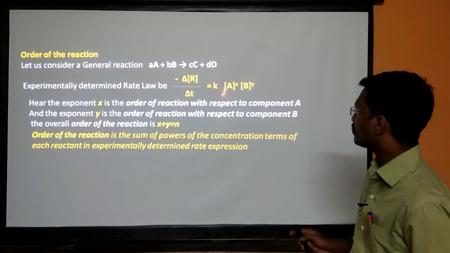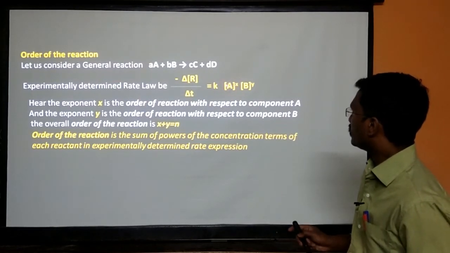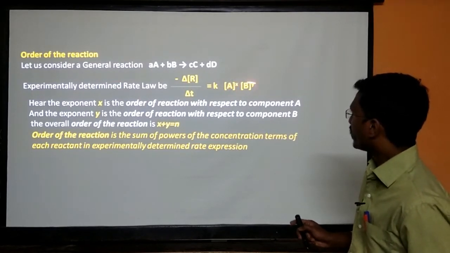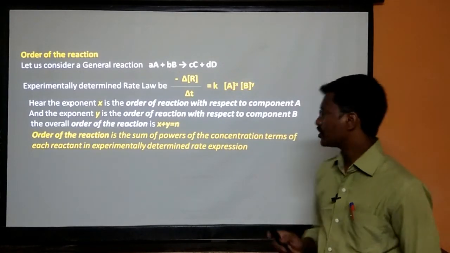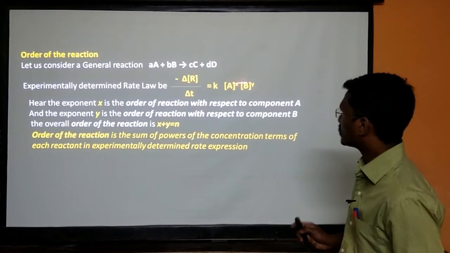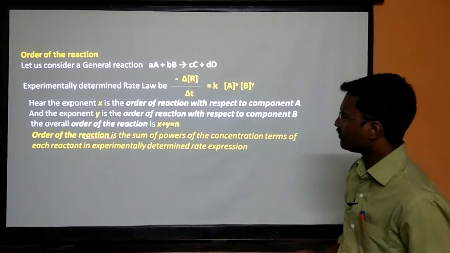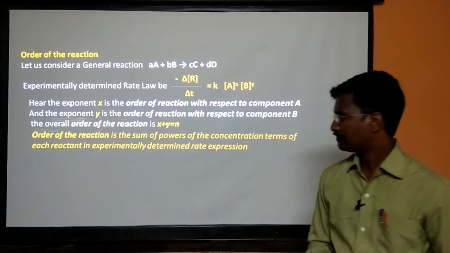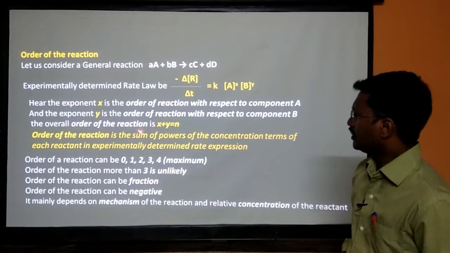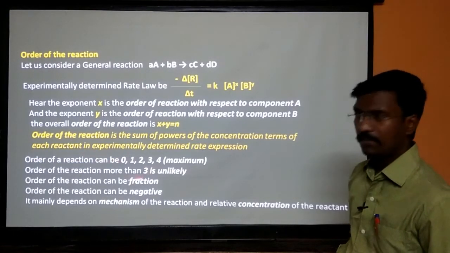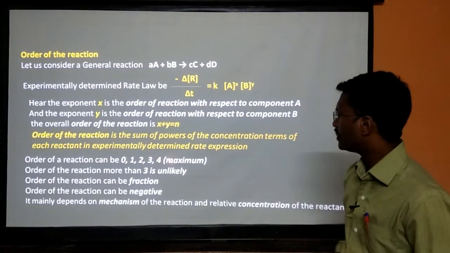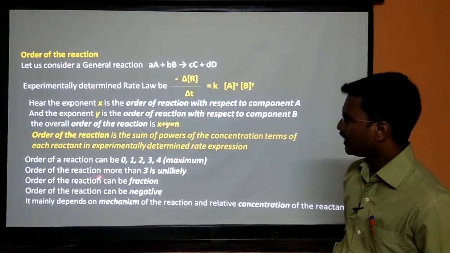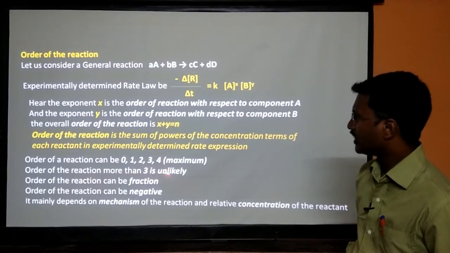This is the rate expression. Here we are adding the powers X and Y, where these are the exponential powers of concentration of reactant. The sum of X plus Y, this is N itself, is called the order of the reaction. Means this order of the reaction may be 1, 2, 3 or it may be 0. Maximum it will be 4. And commonly order of the reaction more than 3 is unlikely.